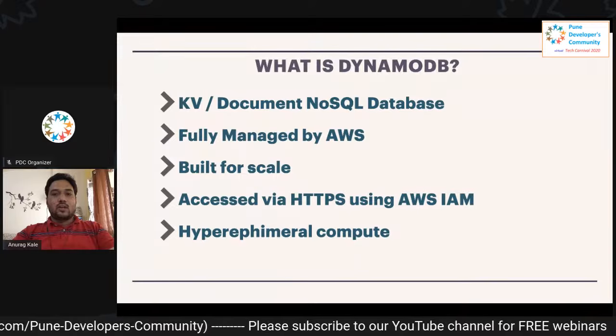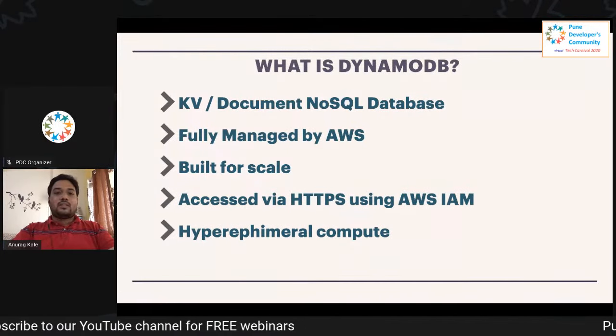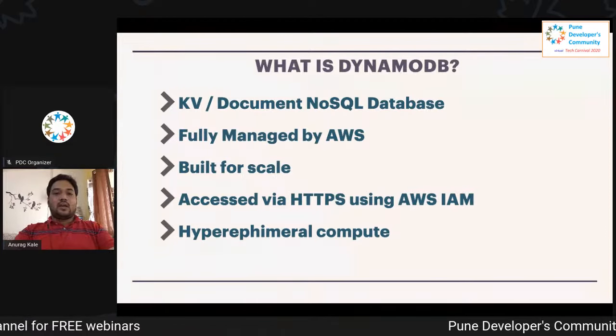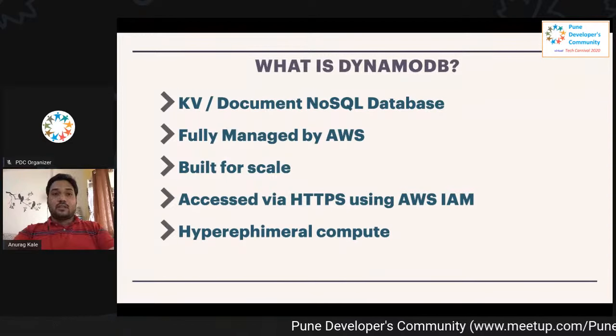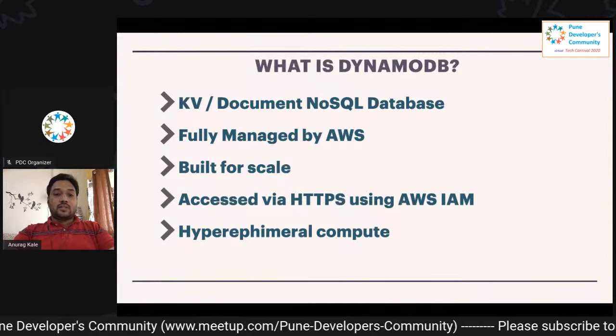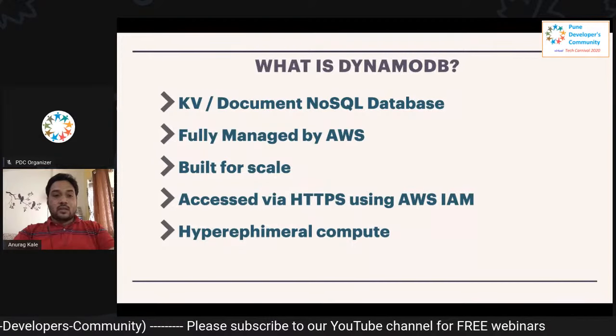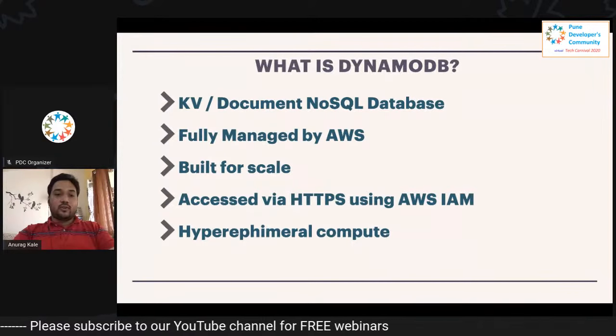It is built for scale. What that basically means is you will get the same type of single-digit millisecond response for your operations, whether your database size is 1 GB or 1 TB or 10 TB. That is the commitment from AWS for you.